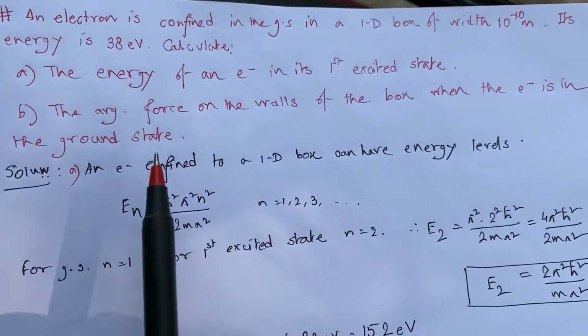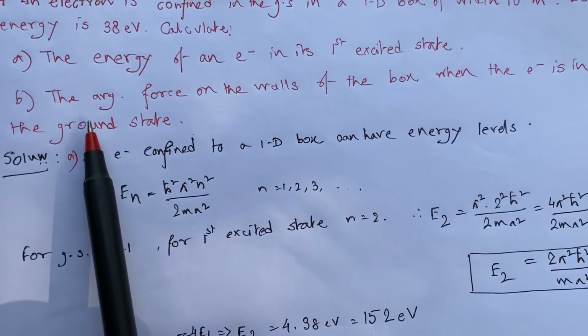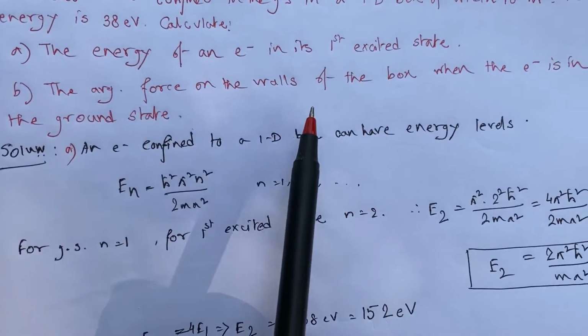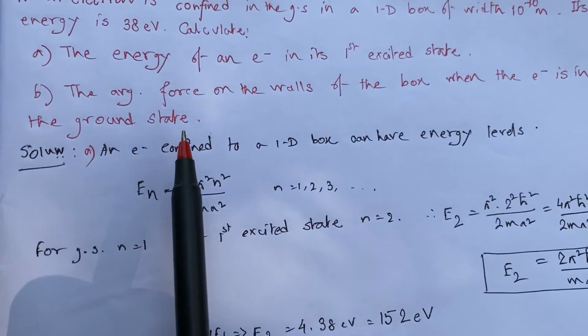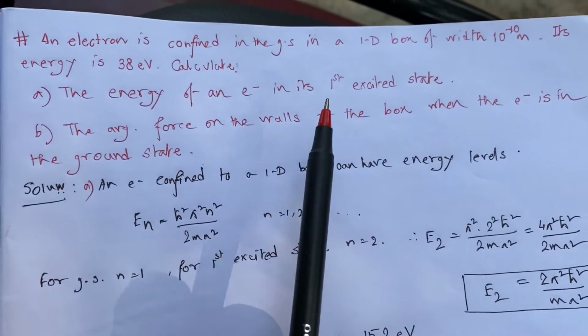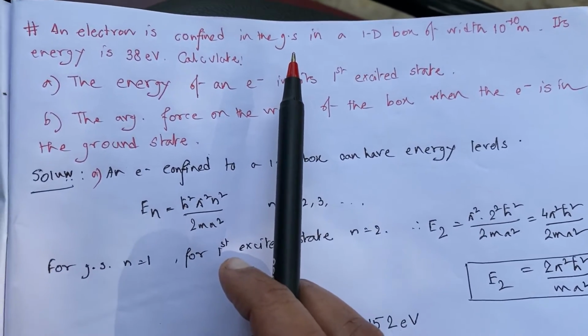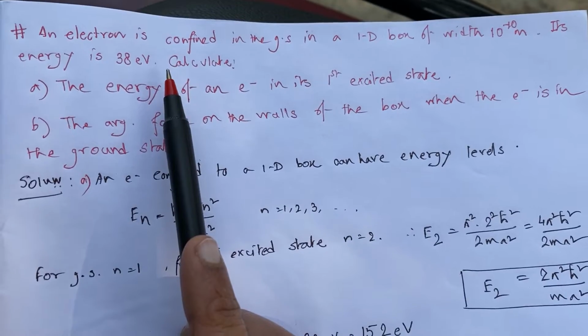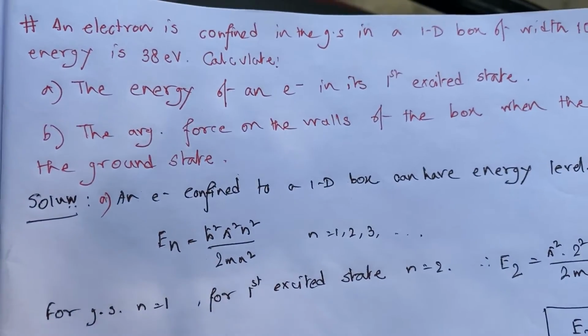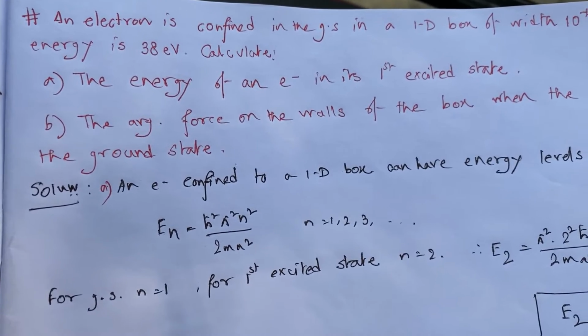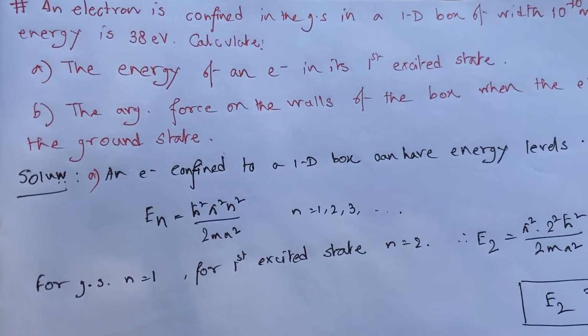This is problem 1. The second problem is we need to calculate the average force on the walls of the box when the electron is in its ground state, which means when the electron is in ground state, its energy is 38 electron volt. What is the amount of force the electron exerts on the walls of the box?